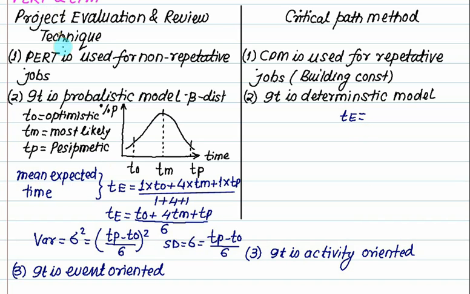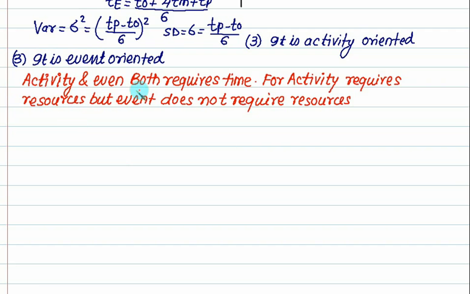In PERT every process is event oriented, whereas in the critical path method every process is activity oriented. Now what is the difference between event and activity? Both require time. Even if you do anything here, you require certain time, and activity also requires a certain time. The major difference is resources. Both require time, but activity requires resources and event does not require any type of resources, it is independent of resources.